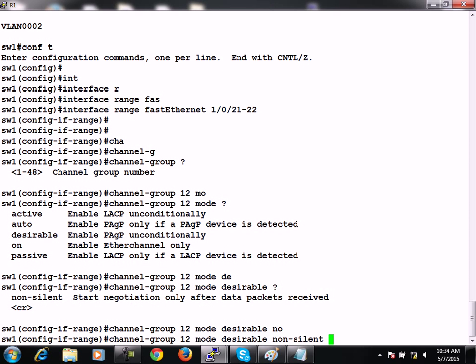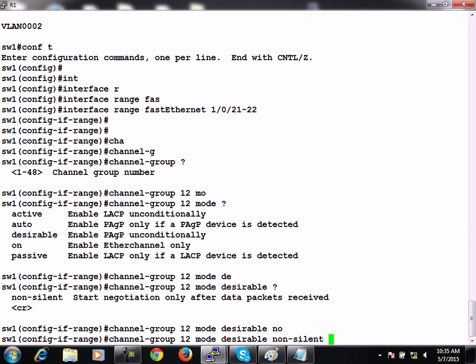If you want to configure PAgP in non-silent mode, then you have to configure this command, right? Non-silent. But remember that the non-silent keyword can work with desirable. However, you can also call it with auto mode as well, but it is always recommended to configure this non-silent feature with the desirable mode only, right? One more thing. By default, if you do not call this non-silent, because here you do not have the option of silent, do you have? I mean, we do not have an option of silent mode here.